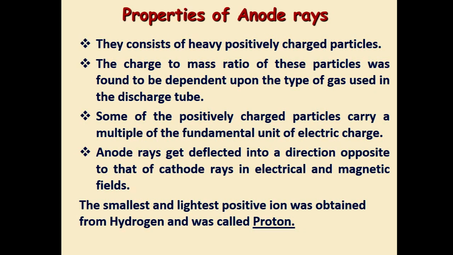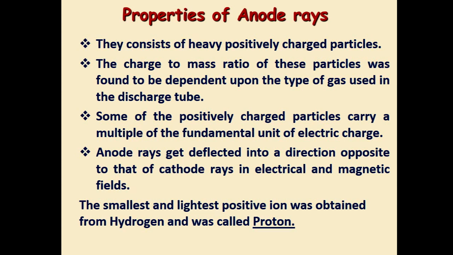Properties of the anode rays. Anode rays consist of heavy positively charged particles. The charge to mass ratio of these particles was found to be dependent upon the type of gas used in the discharge tube, because anode rays are formed by the gas particles. That's why the charge to mass ratio depends on the gas.